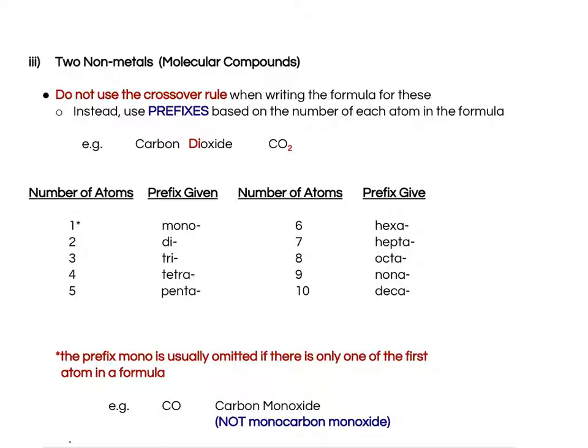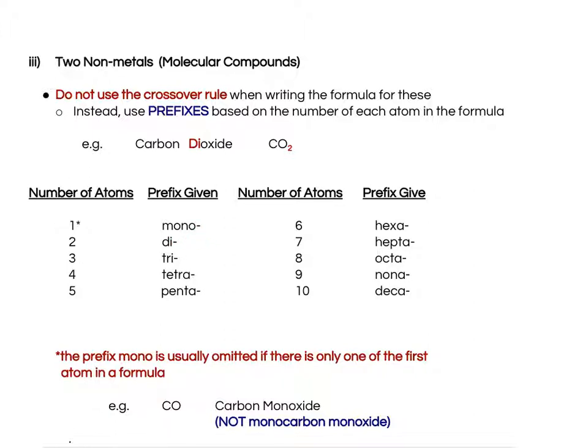So here is a list of the prefixes that we're going to use based on the number of atoms that are actually present in the formula. So I'll have you take a look at the mono, di, tri, tetra, penta, hexa, hepta, octa, nona, deca. And so make sure that you memorize those because you do need to know them. So that provides an explanation for the fact that carbon dioxide has the formula CO2. The di here is telling me that there are 2 oxygens in the formula.